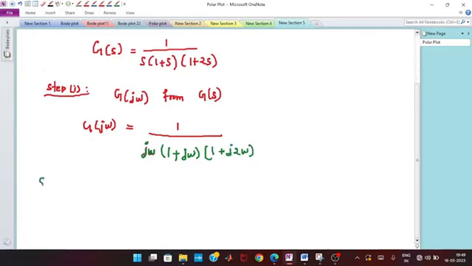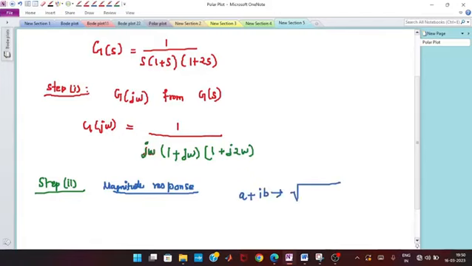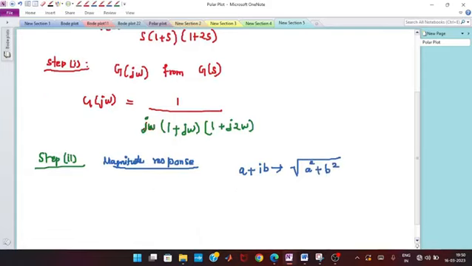After that we have to find out the magnitude response and phase response. That is step number 2. So we have to find the magnitude response. Before that, we should be aware of how to find the magnitude of a complex number a + ib. If it is of this format, then the magnitude will be square root of a square plus b square. You have to remember this, then you can proceed.